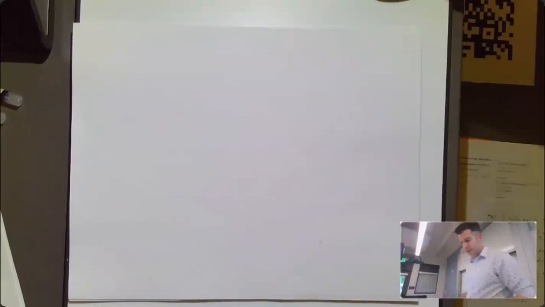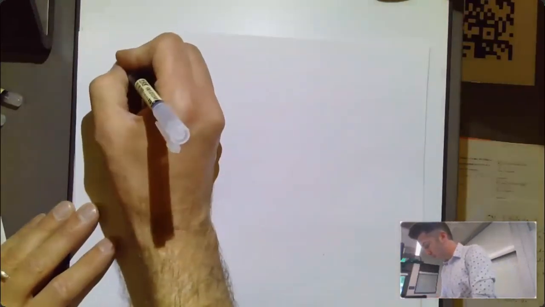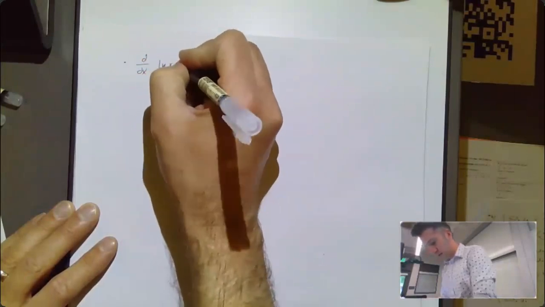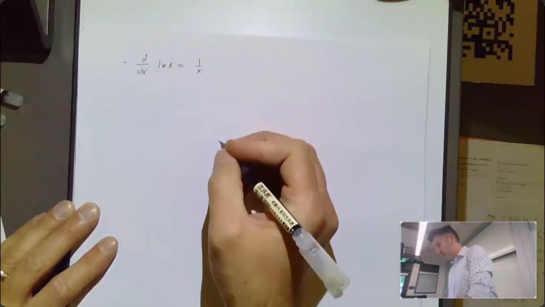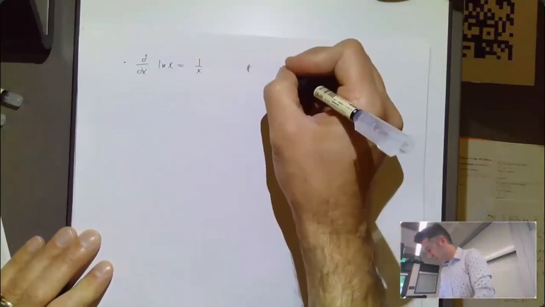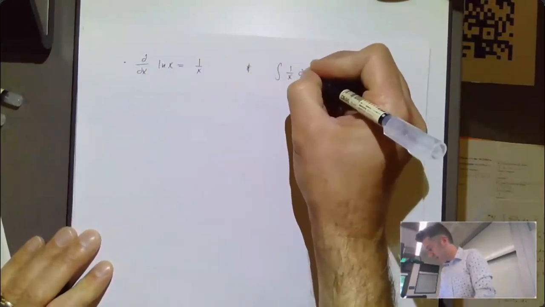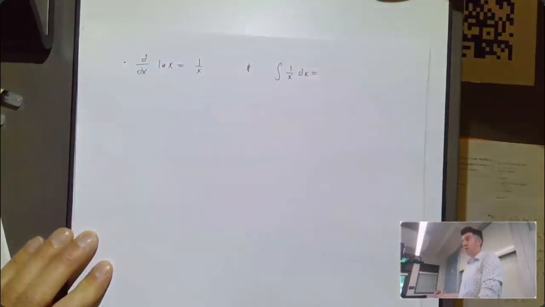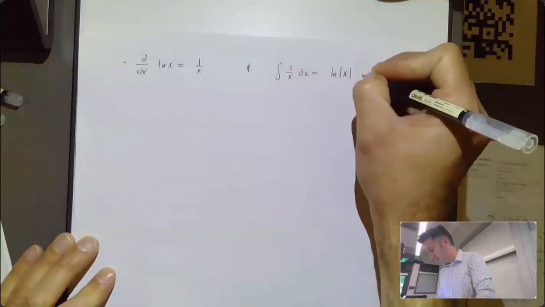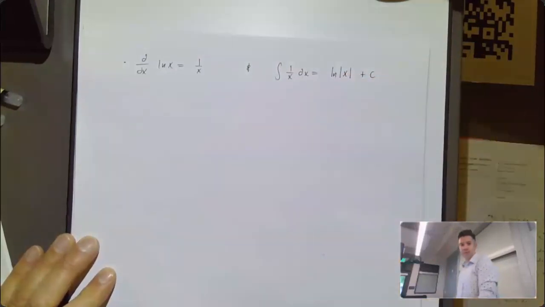So yeah, let's refresh our memories a little bit on what we were talking about last time. It's definitely true that the derivative of the natural log of x is equal to 1 over x. And we came to see last time that if you take the antiderivative of 1 over x, you don't just get the natural log of x, you actually get the natural log of the absolute value of x plus c.